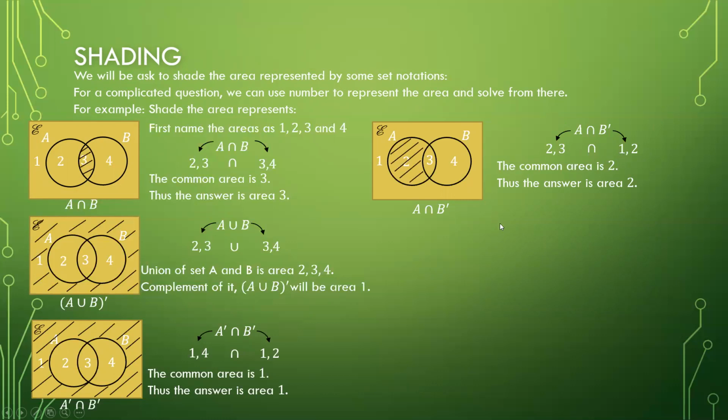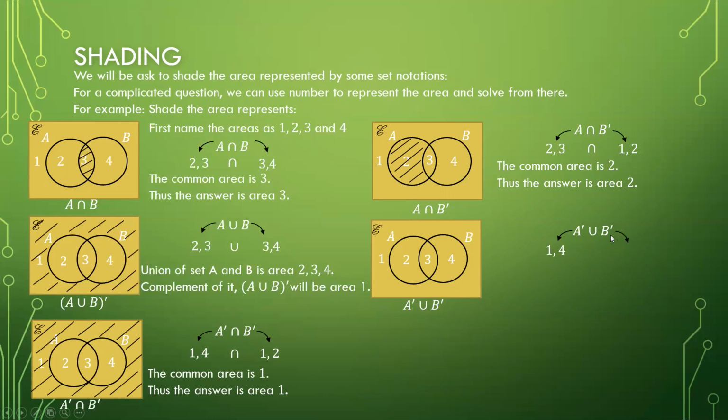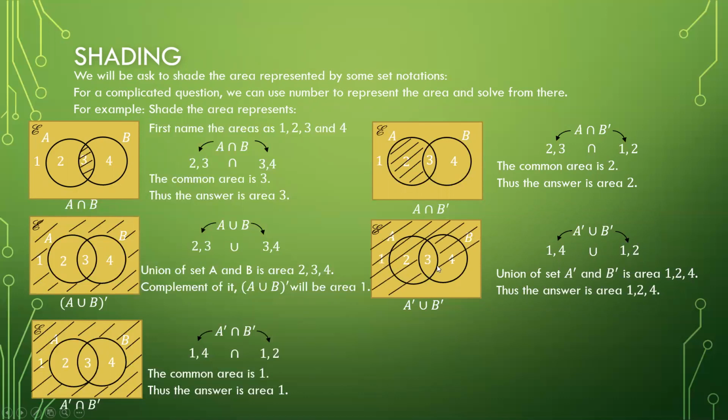Then next question. If the question is A complement union with B complement. Okay, name the area. Find out where is area A complement, and also find out what is the area of B complement. Now, because of union, we actually combine these two. So we have 1, 2, 4 as answer. So that means we only share area 1, 2, and 4. So it's except 3. That means 3 we don't share it.